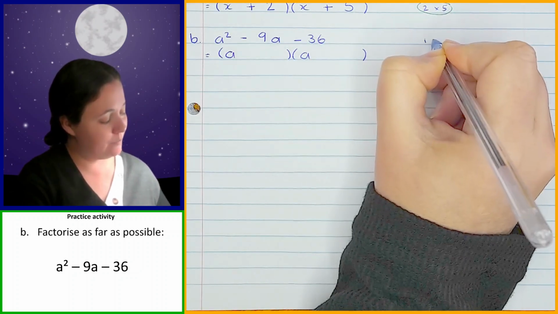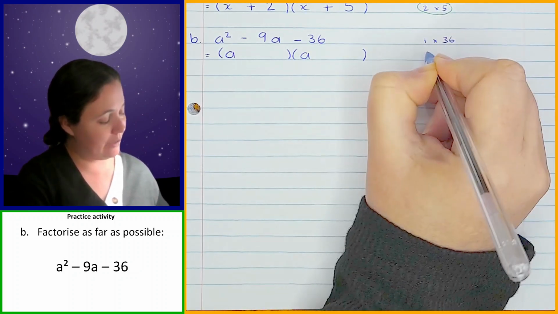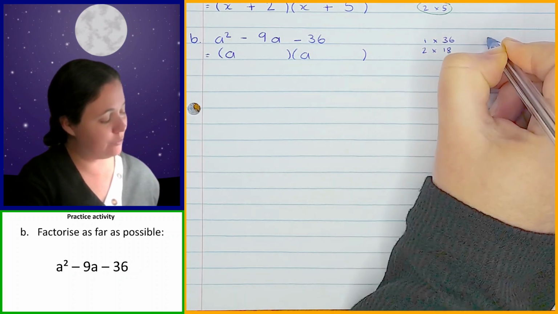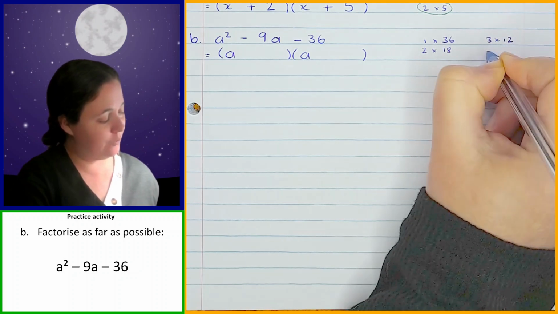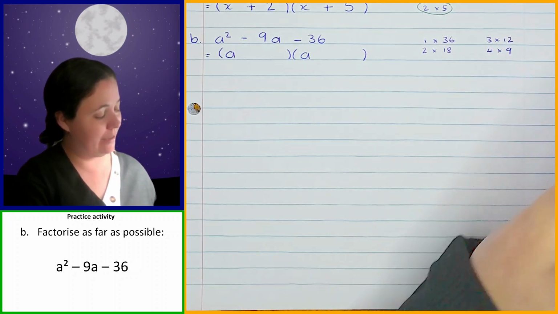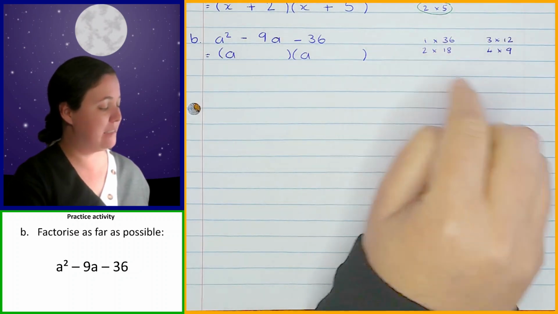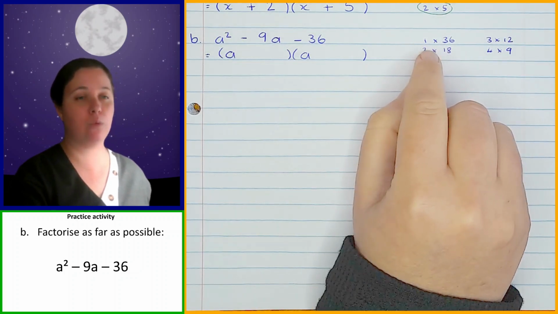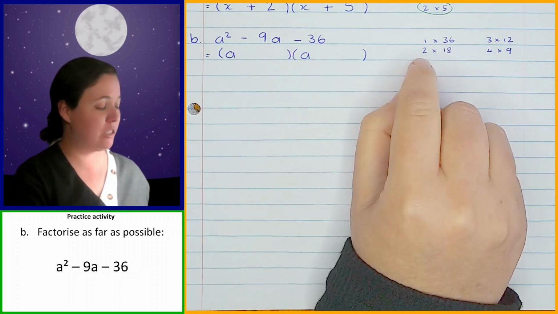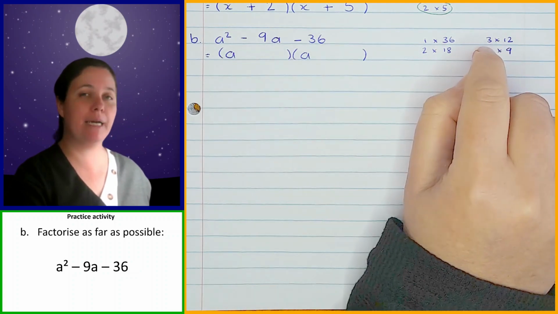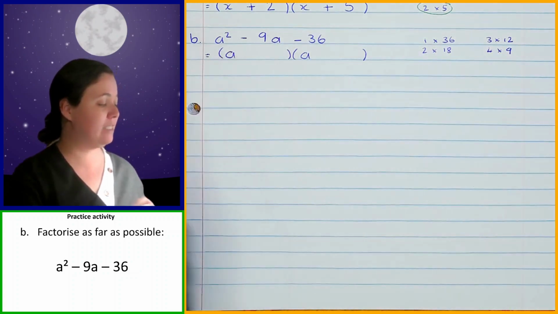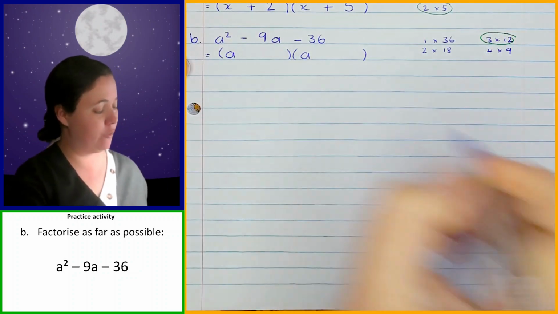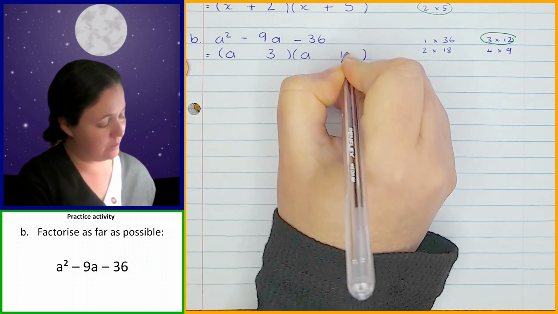So I've got 1 and 36. Then I've got 2 and 18. Then I've got 3 and 12 and 4 and 9. Now I want to know which of these I can subtract to get 9. So 36 minus 1 is obviously not going to give me 9. 18 minus 2 is not going to give me 9. 12 minus 3 does give me 9. So the factor pair that I'm going to be using is the 3 and the 12. So I've got over here 3 and 12.